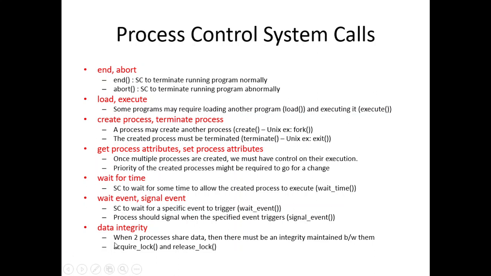And there is a system call which is also meant for data integrity. Assuming there are two processes which are sharing common data, then in order to maintain this data integrity, there is this acquire lock and release lock system call. One process, in order to access the data, should acquire the lock first. Once this lock is acquired, the other process cannot access that data until the lock is released by the first process. So these are some of the system calls which are more related to process control.